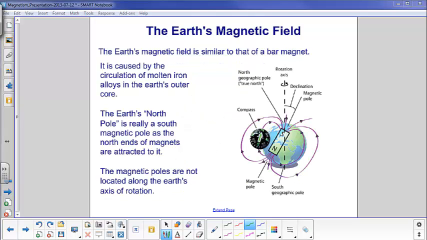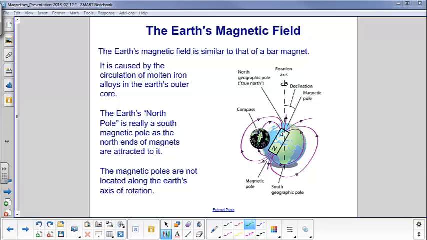Here's the biggest bar magnet of all, the Earth. The Earth's magnetic field is very similar to that generated by a bar magnet. It's caused by the circulation of molten iron alloys in the Earth's outer core. Many people are still working on that. We're not exactly sure, because iron, when you melt it at the incredibly high temperatures inside the Earth's core, is not magnetic anymore. However, there are currents being generated down there, and later on we'll see how currents can generate a magnetic field. So this can be worked on by many of you when you go to college or grad school, to figure out exactly where the magnetic field comes from.